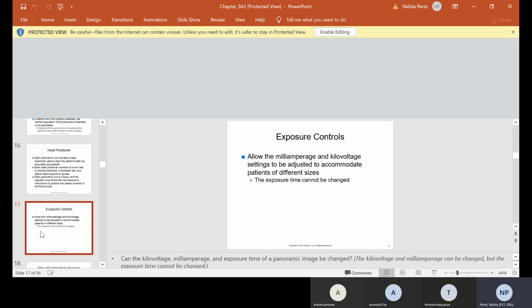With the exposure controls, you're going to allow the milliamperage and kilovoltage settings to be adjusted to accommodate patients of different size. The exposure time cannot be changed. So basically, what you're going to change is whether it's an adult or a child.